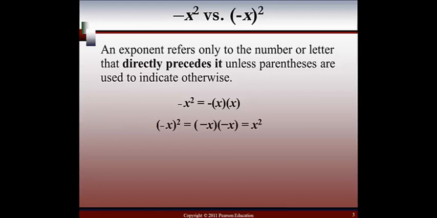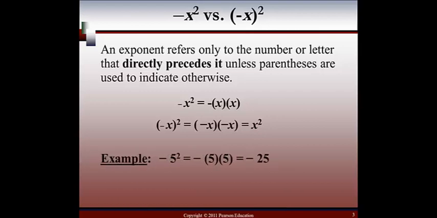Now, on the second example, we have parentheses with negative x inside, and then the power of 2 on the outside of that. And that means that we write everything inside the parentheses 2 times. So we have negative x times negative x, which will give us a positive x squared. Notice that's different than the example right above it.